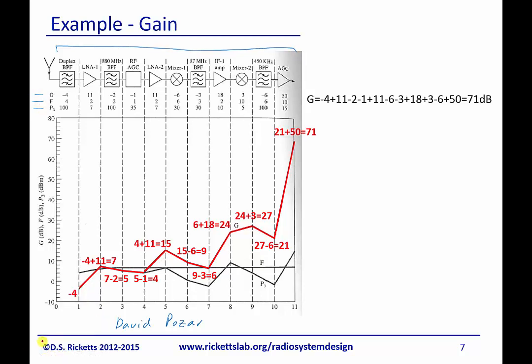I'm just going to switch back to my color. And what I plotted here is simply the gain. And the way you look at this is my signal comes in at 0. That's my reference point. And it gets attenuated by 4 dB, and then it gets amplified by 11, and attenuated by 2, attenuated by 1. And you can see each stage, as we go through the mixer and the filters, we lose, and then we amplify. And then finally, at the end, we amplify it up, and our total gain is 71 dB. So it's pretty easy to do a walkthrough of a receiver chain for gain.